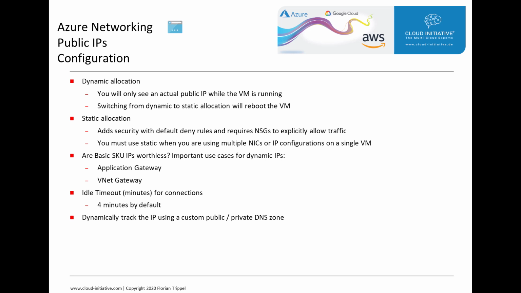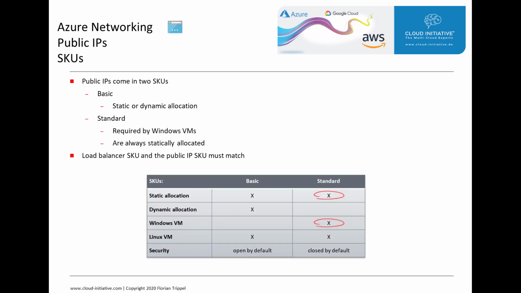So what is the difference between basic and standard SKU then? Well, Windows VMs always require a standard SKU public IP address. Linux VMs can be used with either basic or standard SKU IPs. Also, standard SKU IPs only support static allocation method.